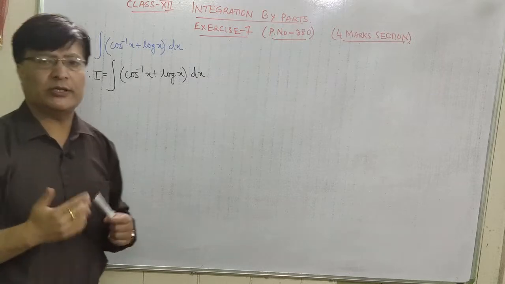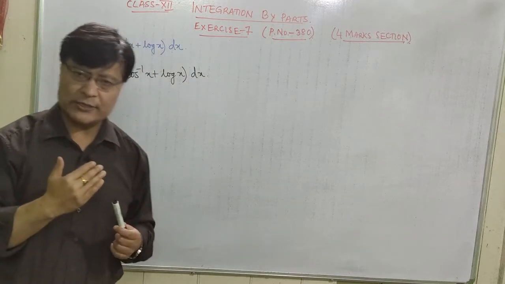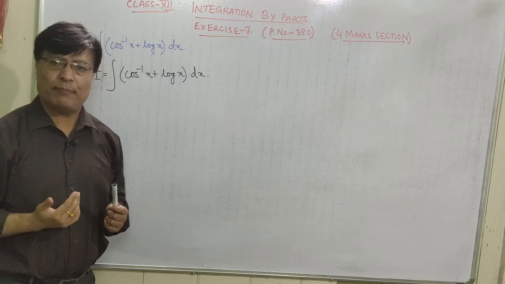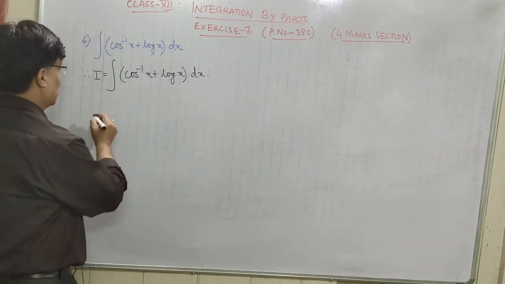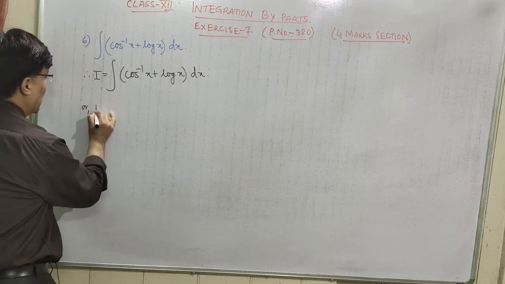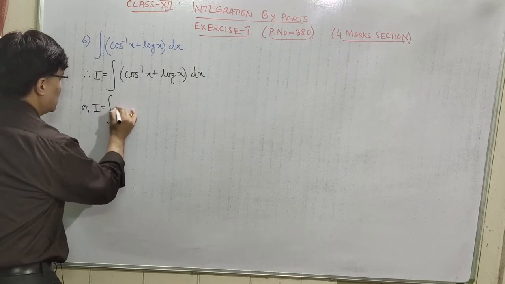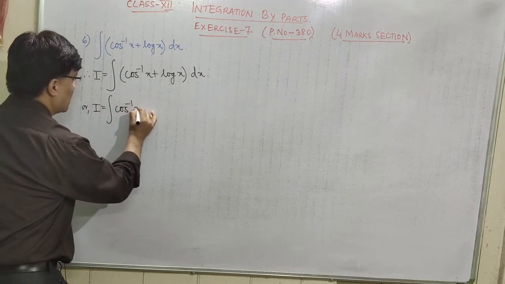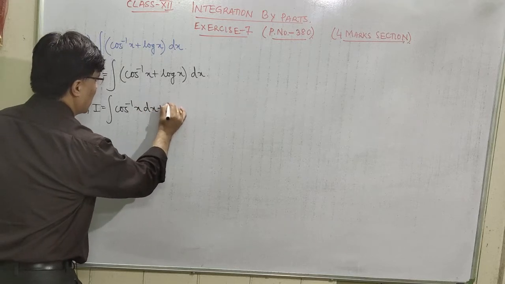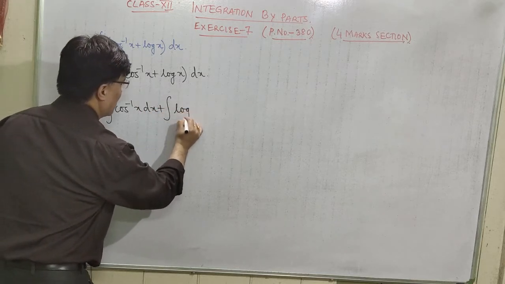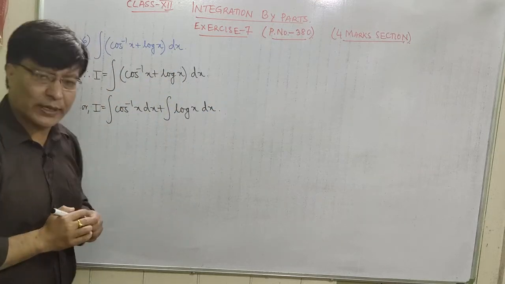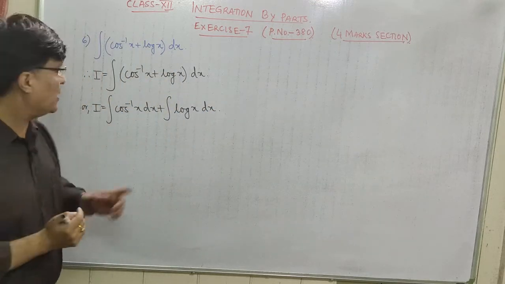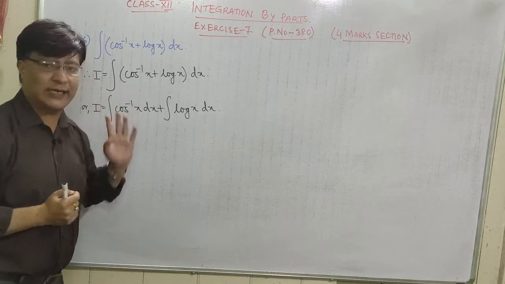So now how will you integrate it? So this is from the chapter integration by parts. So first of all you have to separate this integration. So I is equal to integration of cos inverse x dx plus integration of log x dx.